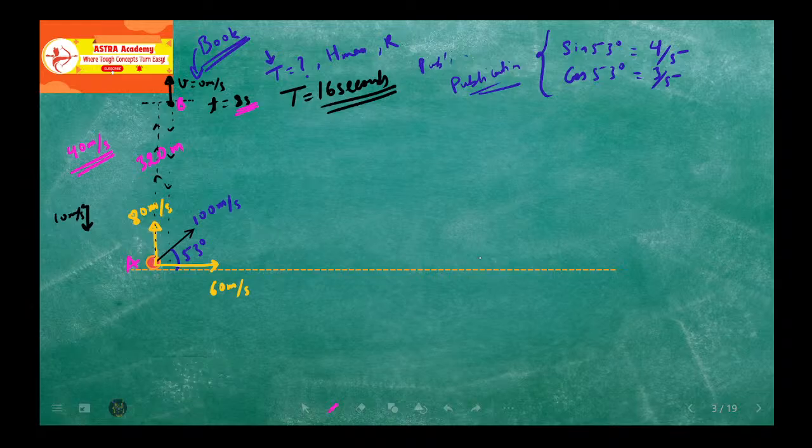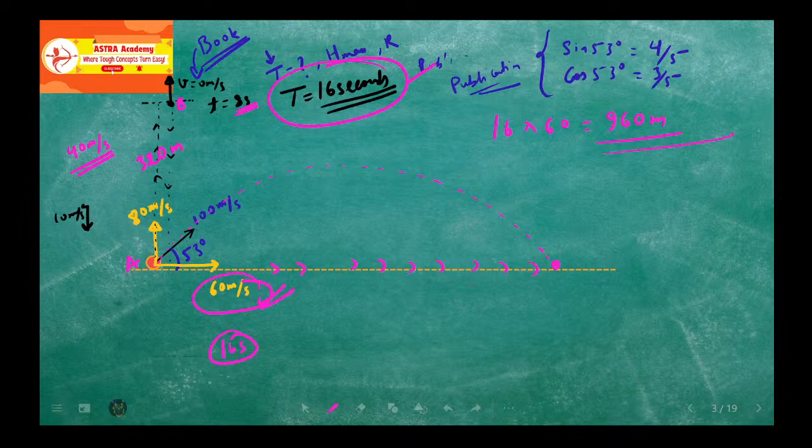And if somebody asks me to find the range also, then if the total time is 16 seconds, this is the time which my body spends in air. So my 60 meter per second will get a time interval of 16 seconds to do its job. And what is the job of the horizontal component? To make the body move in the horizontal direction, right? So simply we can see 16 into 60, 960 meters is the range.